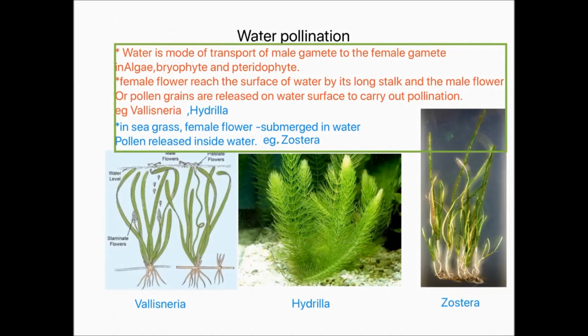What is the mode of transport of male gamete to the female gamete in algae, bryophyta and pteridophyta? In bryophyta and pteridophyta, male gamete is transferred or carried to the female gamete with water. Female flower reaches the surface of water by its long stalk, and male flower or its pollen grains are released on the surface of water to carry out pollination.